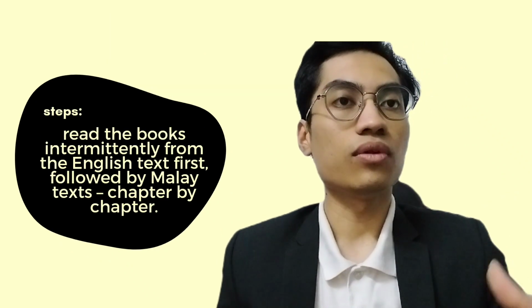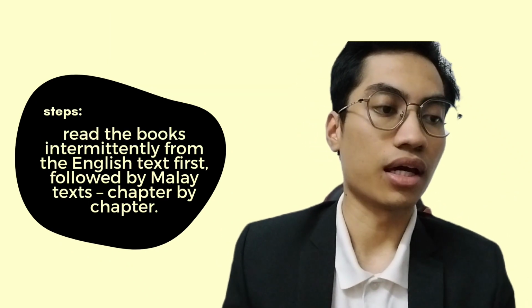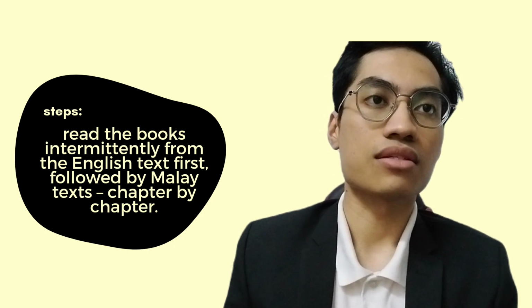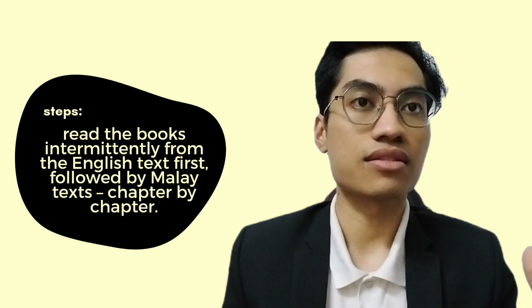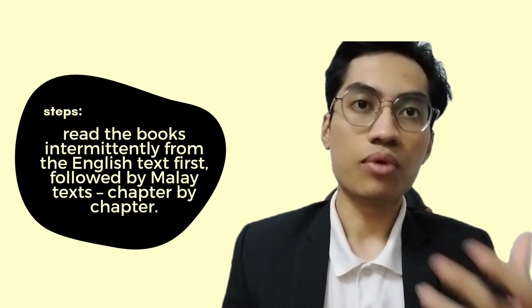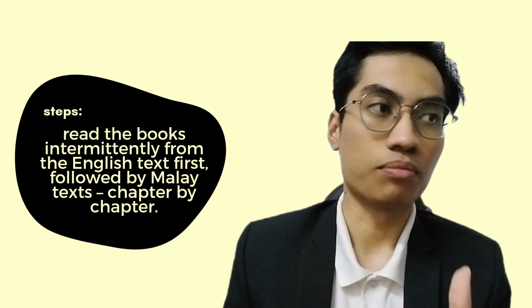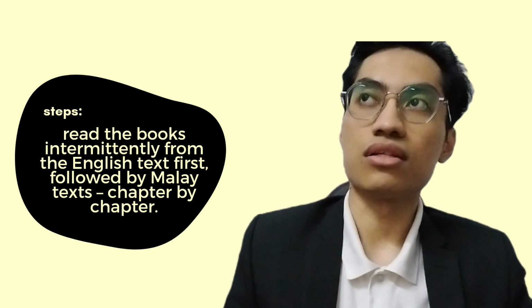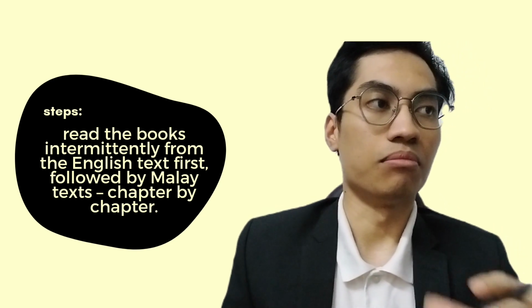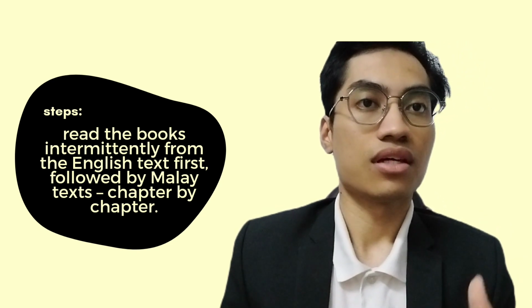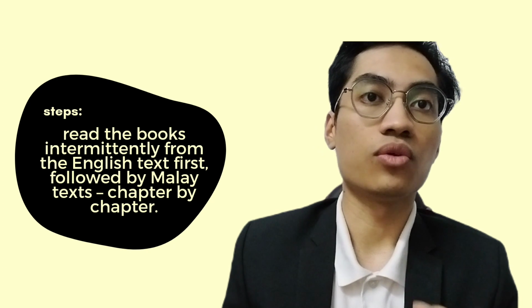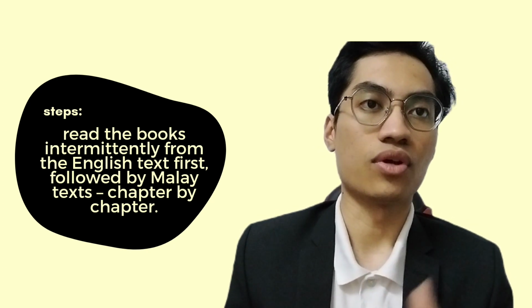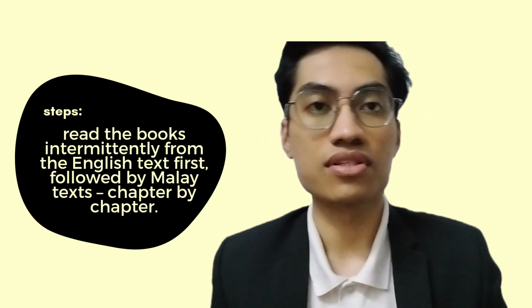In executing this assignment, I read the books intermittently, from the English text first, followed by the Malay text, chapter by chapter. By reading the English text first, followed by the Malay, it is easier for me to establish that English is the source language and Malay is the target language. And then I started referring to the notes in my translation classes to identify the translation issues and differences.